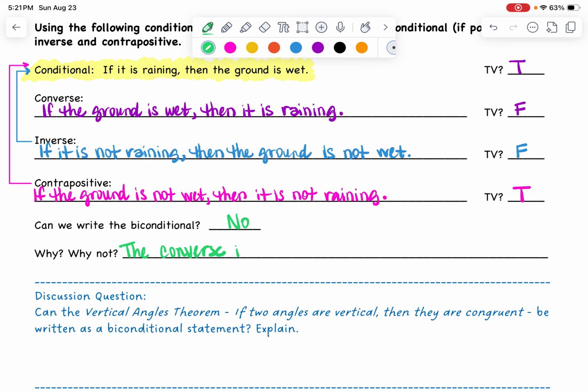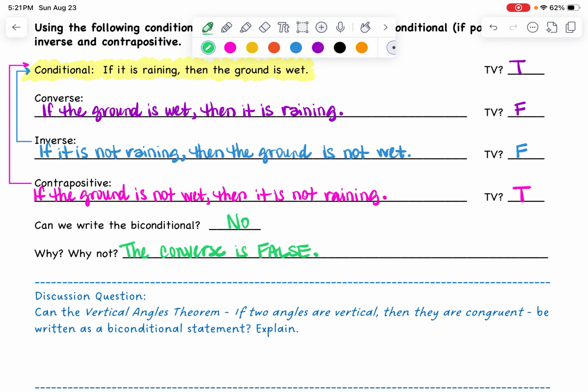The converse is false. And you can also write a couple of other things. You could say that the conditional and the converse don't have the same truth value. The conditional and the converse are not both true. But since the conditional was true and it was just the converse that wasn't, I'm just going to use that as my reason. All right.